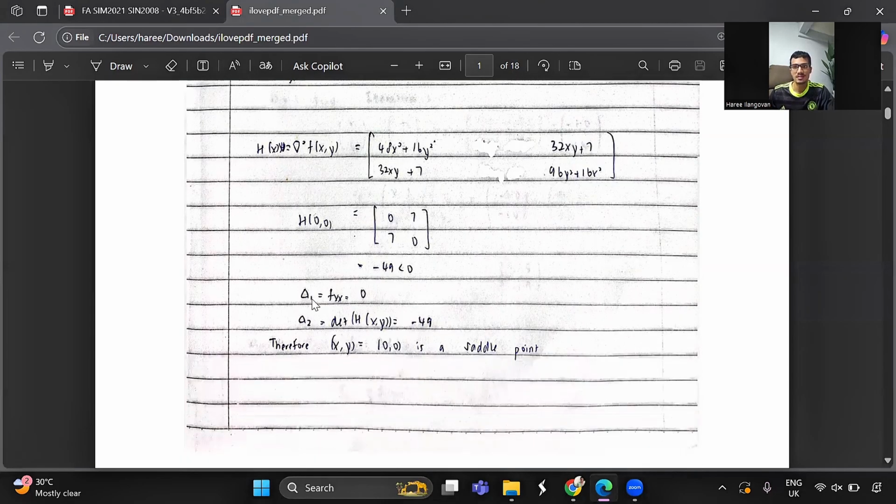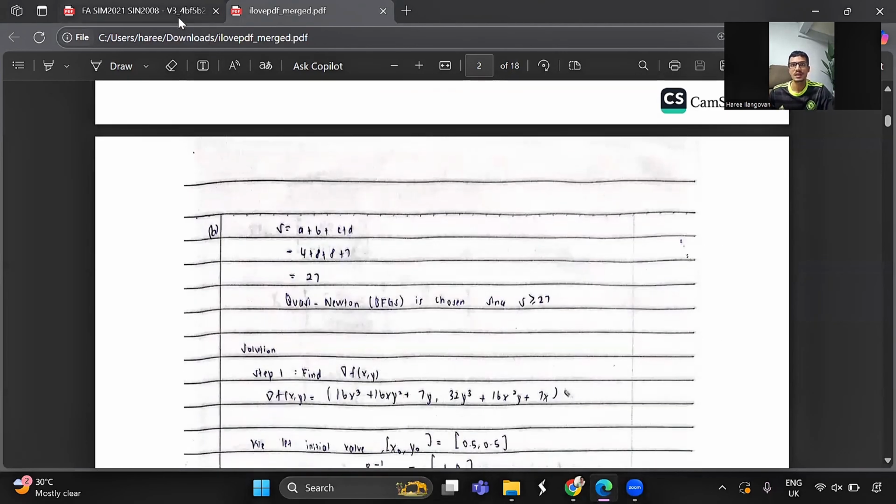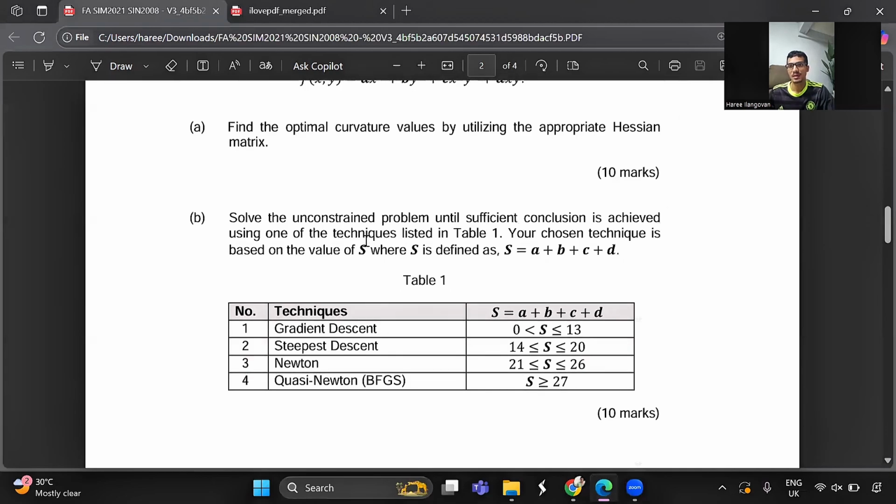And since the first order, which is fxx equals 0, and the second order, which is the determinant of the Hessian matrix, is less than 0, negative 49, this clearly indicates that the point (x, y) = (0, 0) is a saddle point. And moving on to question number 1b.